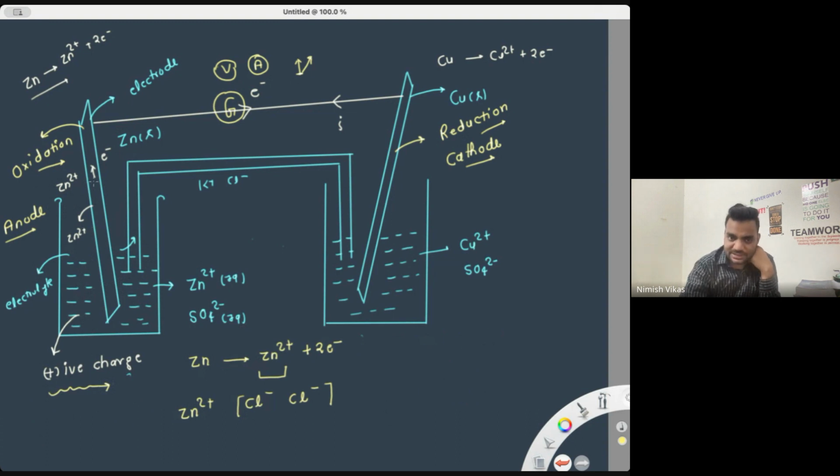Similarly, once zinc loses electron, electrons will be present on the plate all the time. They will always be accepted on this side, but there will be some electron present on the plate also. So this plate will be negatively charged.